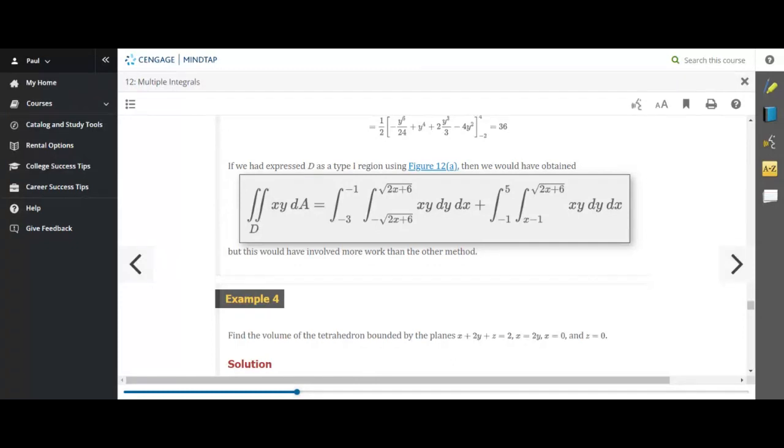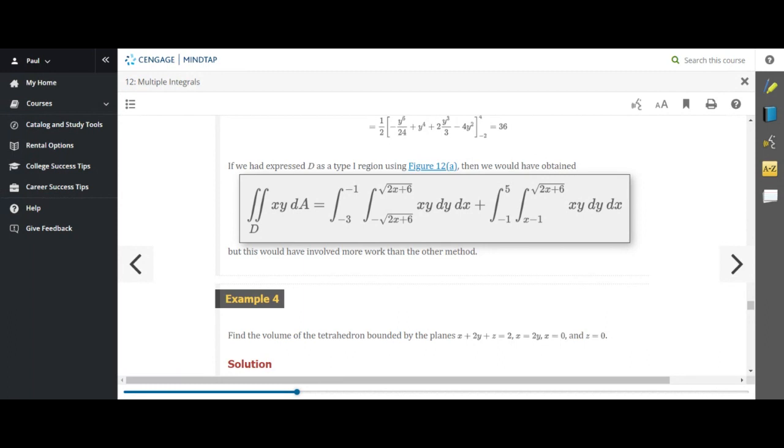So for the first double integral, the y limits go from the bottom part of the paraboloid to the top part of the paraboloid. In the second double integral, the y limits go from the line, x minus 1, to the top part of the paraboloid. Now that is actually doable. I actually worked that out, and it does work, but it takes a lot of time.